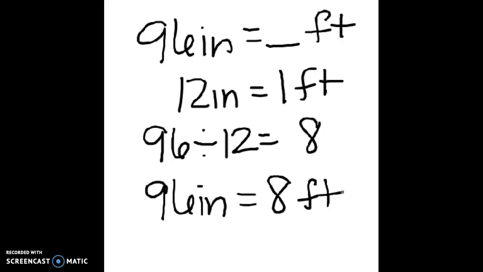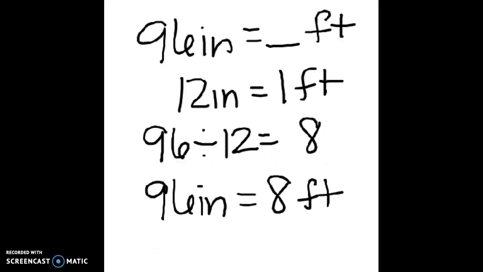Okay, so now we need to stop and think about our answer. Is this reasonable? Well, inches is my smaller unit of measure, so I should have more inches than feet. I do. I have 96 inches and only 8 feet. Therefore, I could assume I am correct because my smaller unit of measure has the biggest number.